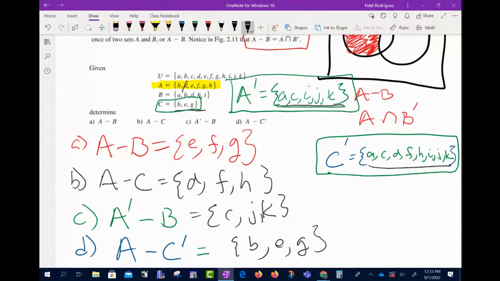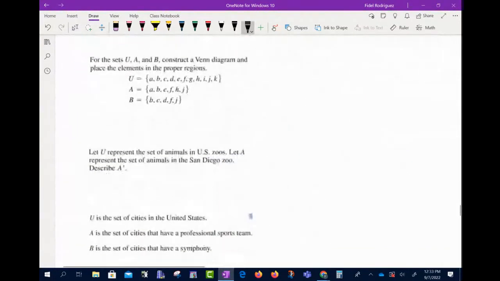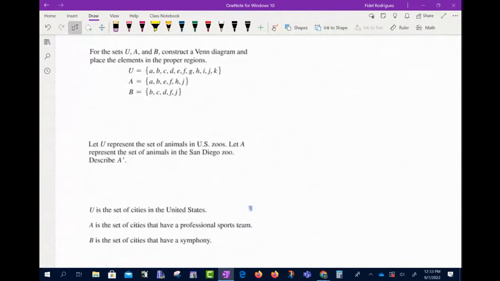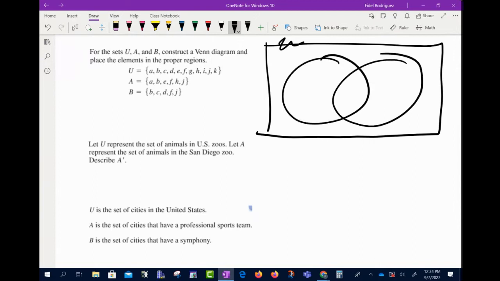All right. So I'm just going to keep trucking along here, you all. And let's take a look and see what we got here. And so the next problem here, y'all, says for the sets U, A, and B, construct a Venn diagram and place the elements in the proper regions. Okay, so first thing I'm going to do, I'm going to draw a big rectangle. Okay, that's our universal set.